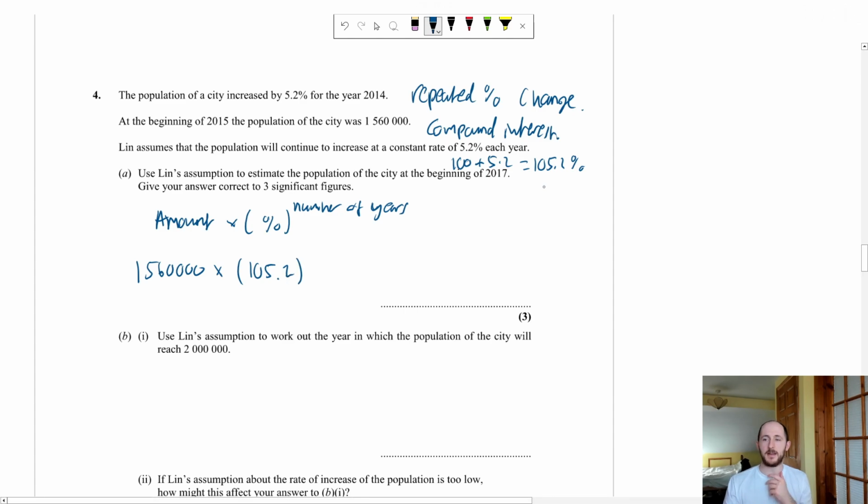105.2%. How many years? Well, it's 2016 and then 2017, right? We don't include 2015 because 2015, the population already is what it is. So the growth is going to happen in the next year. This is going to give me 3 marks for subbing into a formula which is really quite easy.